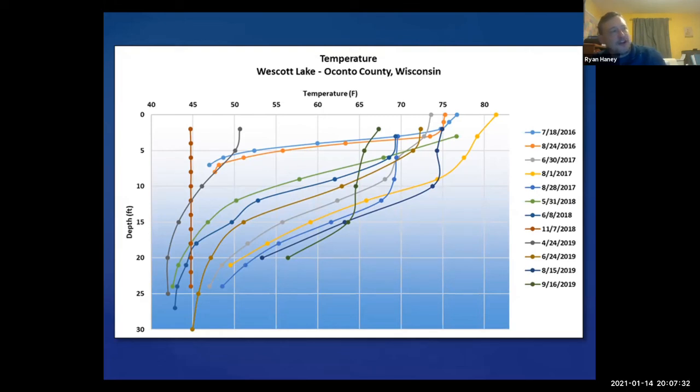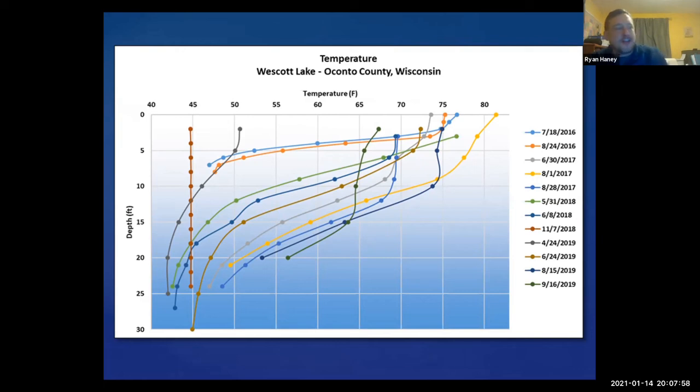And so that's indicative of a thermocline in the lake, which separates warm water on the surface from cold water on the bottom. And that has a lot of implications when it comes to chemistry, fish, things like that. The one brown line there at 45 degrees going down was collected, when was that? November 7th, 2018. So that was in fall overturn.